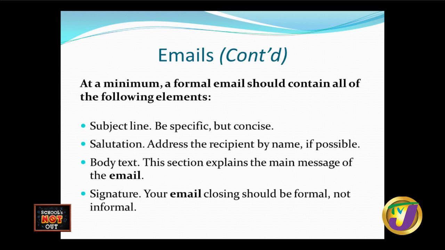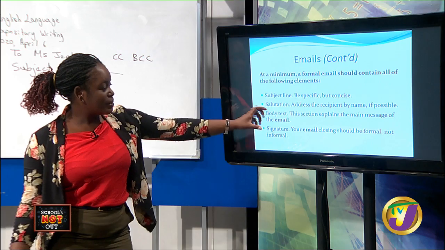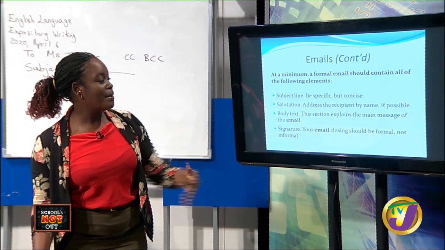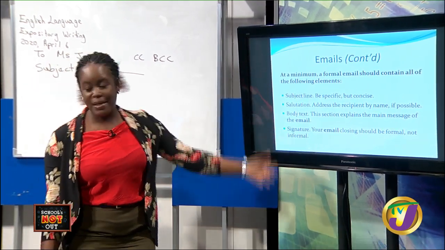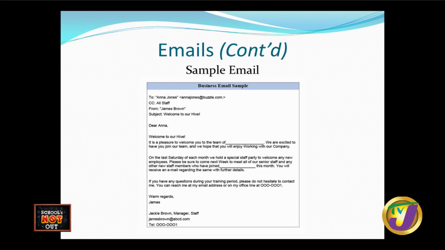Okay, so quickly, there should be a subject line, and you have to be specific and concise, get to the point, say what the subject is, the salutation, address the recipient by name if possible. Then there's the body, and the section will explain the main message of the email, and then there is a signature. And this is what a sample email looks like. All right, so you have your email address, CC, from James Brown, then there's a subject, then your greeting, then the body, and then your closing.